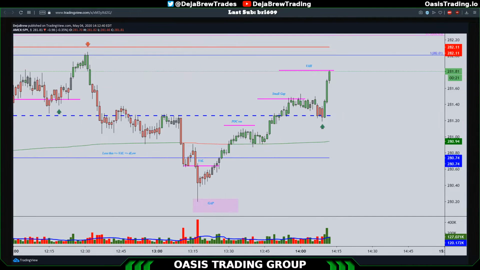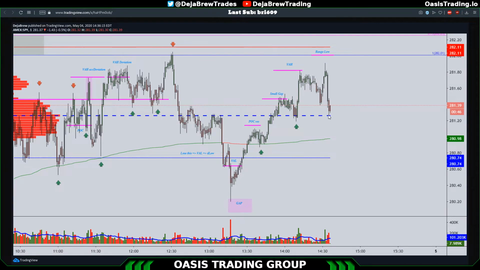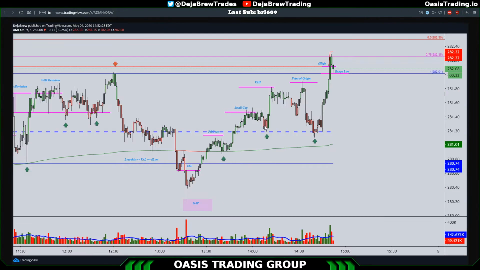Here is the next call out for your next target, which was the range low. Also the daily high. But before that happened, you pulled back to the POC for a little bit of a support test. And then here's that breakout right off of that POC. The breakout of the POC straight into the range low, into the daily high. And then that's basically it.